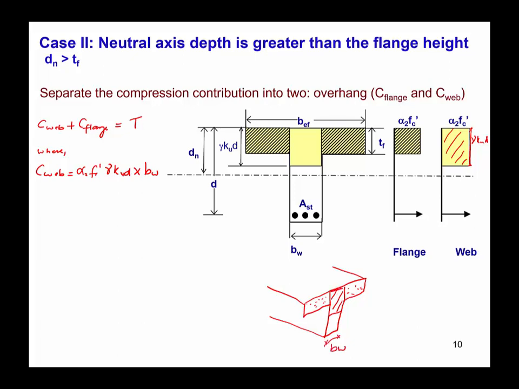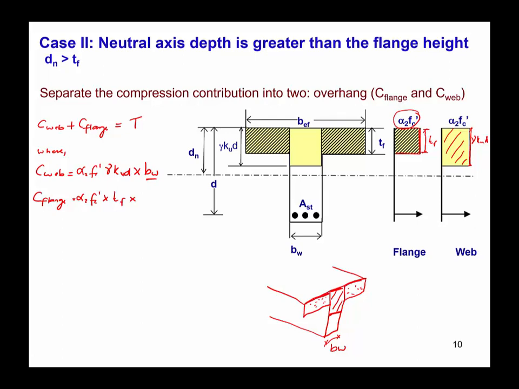So when we are considering the web, the compression force acting on the web, we have to consider the width of the web in this case. So that's where BW is coming. And the second part of this compressive force is the compressive force acting on the overhang flange. The volume of the equivalent stress block within the overhang flange is this area, alpha 2 FC dash, and the depth of this part is TF, that is the depth of the slab, multiplied by the width of the overhang. So that means this plus this one, isn't it?